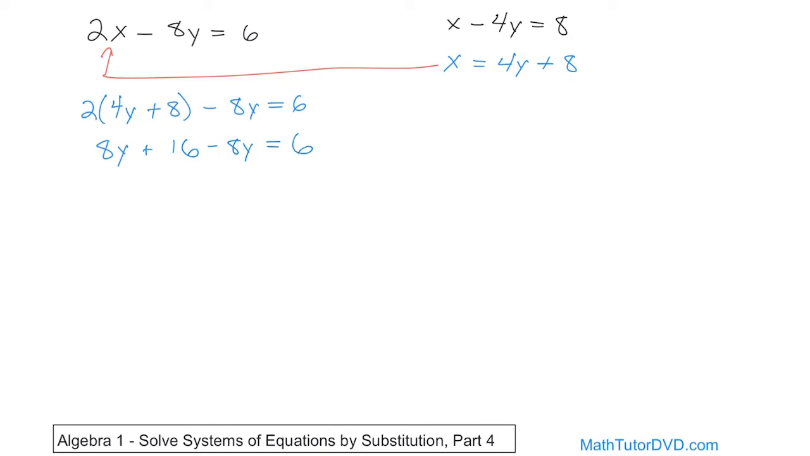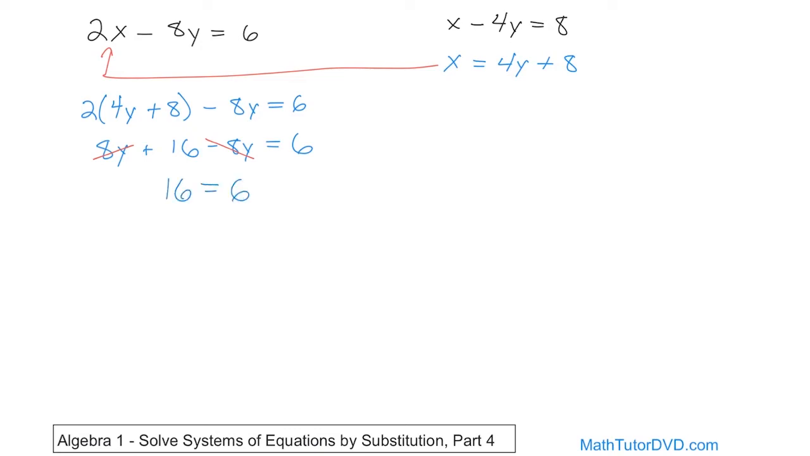is equal to 6. So immediately I start to combine terms, and I see I have an 8y and I have a negative 8y. And I don't have any y's here or any y's here. So really what's happening is the y's cancel out because 8 minus 8 is 0. So really what I have left is 16 is equal to 6.